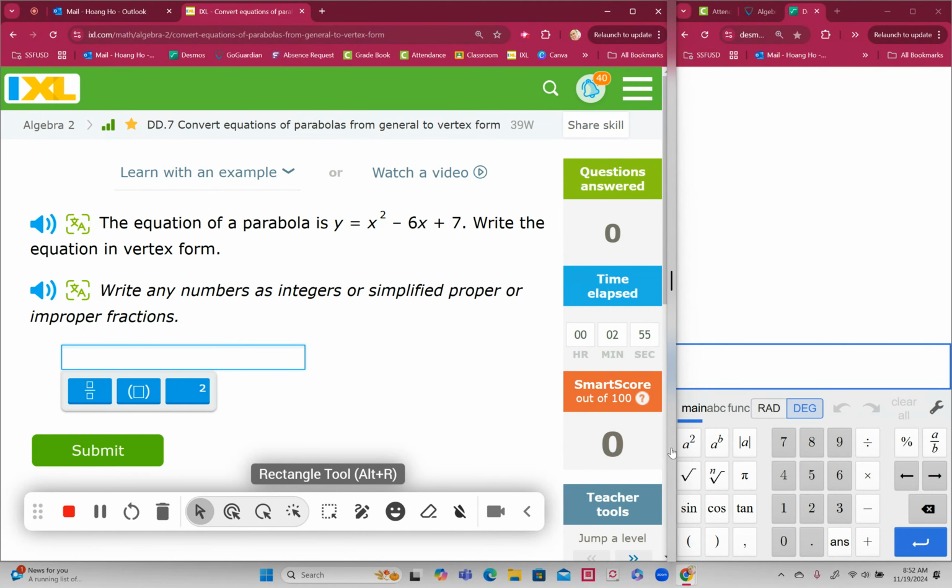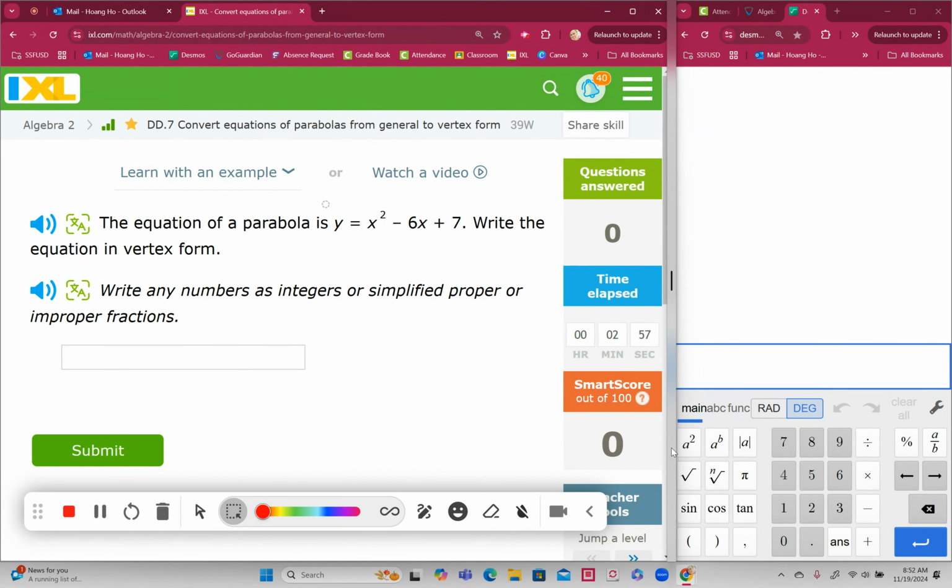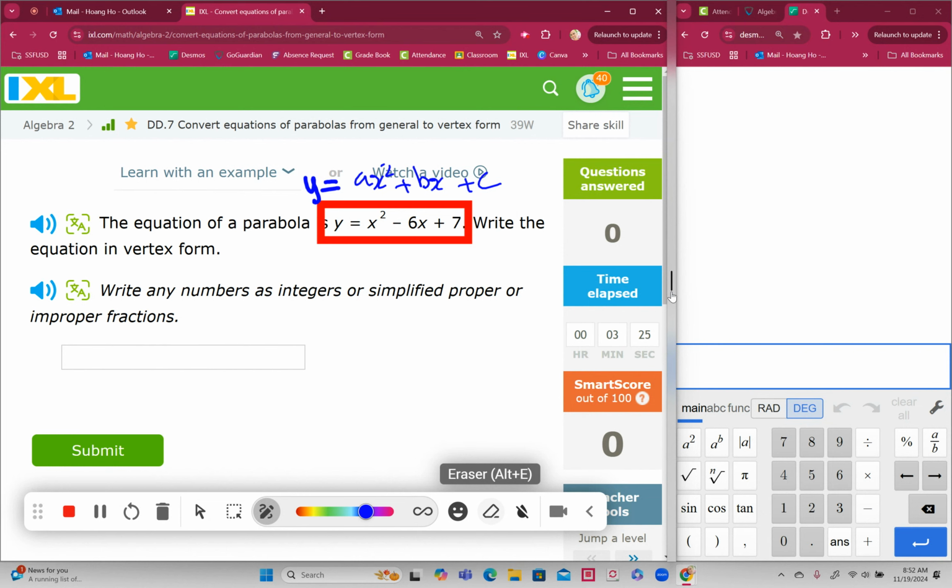Okay, so you can see over here, this is your standard form. Make it a little bit smaller, and then you can identify. So let's write down the standard form. Here's your standard form: y equal ax squared plus bx plus c. So you got a, the number right in front of x squared.